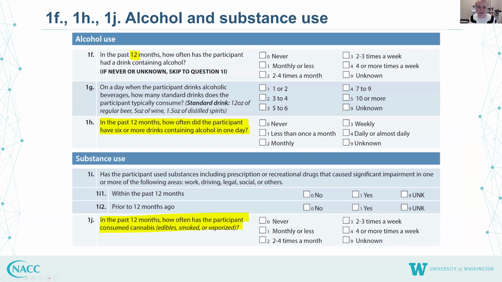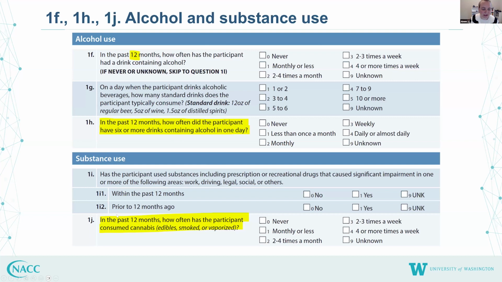So let's go through the form and look at a couple of the new spots. In UDS version 3, we did ask about alcohol use. The question previously said in the past 3 months, and now we're asking in the past 12 months, how often has the participant had a drink containing alcohol? This was to align with the substance use question. And then a question was added here in UDS version 4: in the past 12 months, how often did the participant have 6 or more drinks containing alcohol in one day? This is to get at the potential for binge drinking.